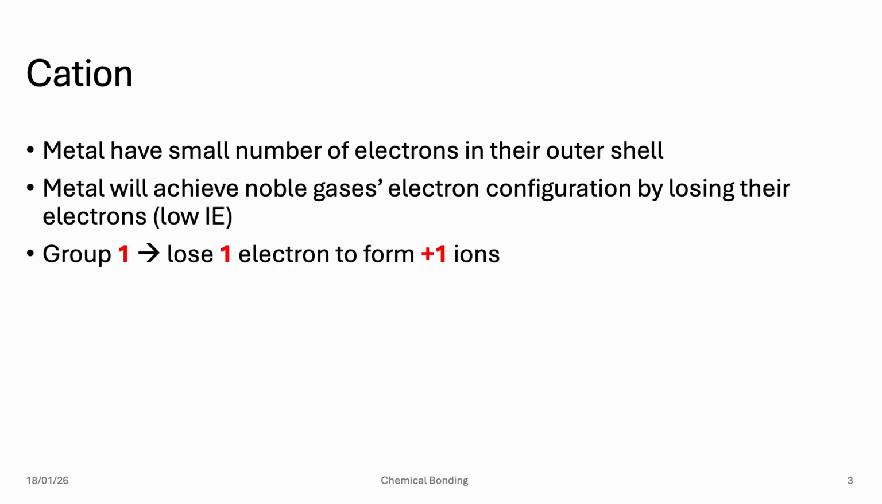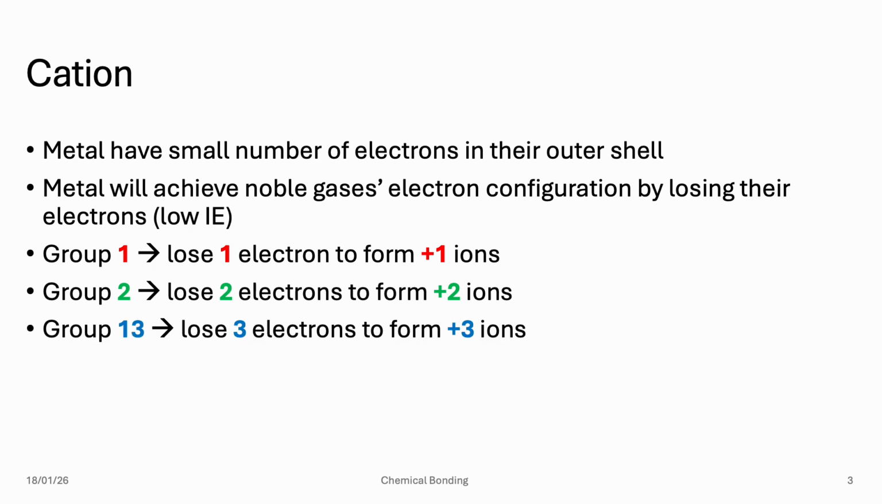Group 1 have one electron in the outer shell. They can lose one electron to form +1 ions. Group 2 will lose 2 electrons to form +2 ions, and group 13 will lose 3 electrons to form +3 ions.